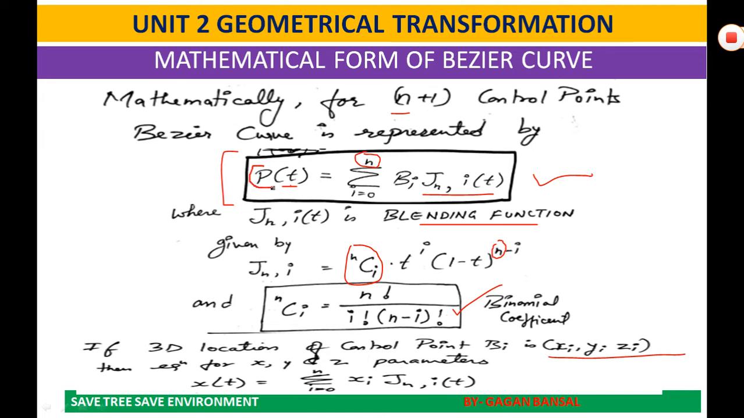If the 3D location of the control point B_i is (x_i, y_i, z_i), then P(t) is different for different coordinates. When we are solving for x, B_i will give the control points of x. When we solve for y, that is y(t), it will give the control points of the y coordinate. Similarly for z. So x(t), taking the x coordinate, equals the summation for i equals 0 to n of x_i times the blending function. You will be clear with this concept in the upcoming numerical.